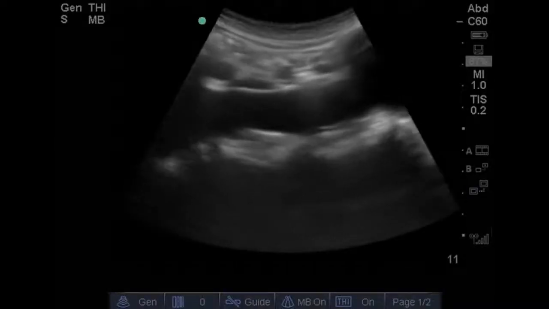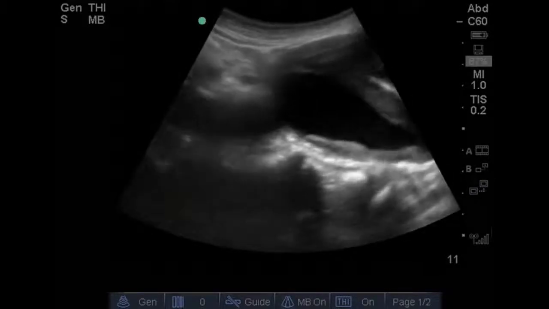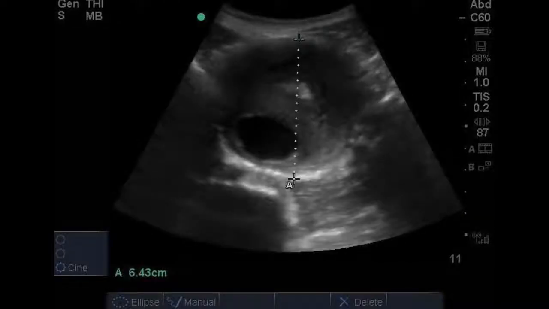You want to obtain orthogonal views of any pathology, meaning if you identify something abnormal, you want to visualize it in 2 planes, both the sagittal and the transverse, or views that are 90 degrees to each other. So we can see here that we have the sagittal view of the abdominal aorta with the aneurysmal dilation, which is somewhat hard to visualize. When we move to a transverse view, you can see that the aneurysm is much more prominent and much easier seen and measured compared to the sagittal view.